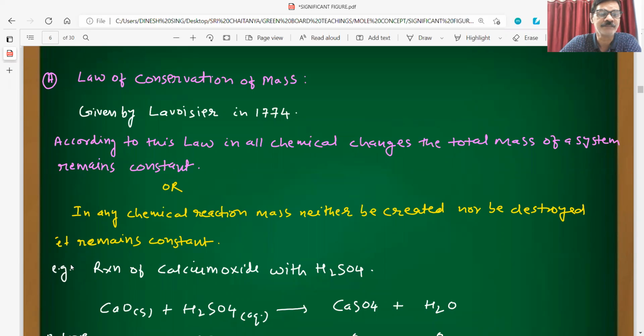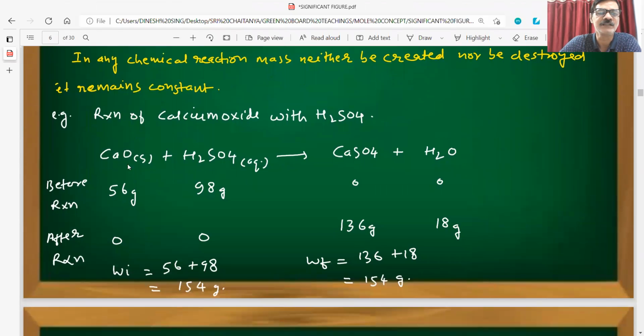Here we can see an example, the reaction of calcium oxide with H2SO4. Suppose we are taking 1 mole of calcium oxide, and this is the balanced reaction: 1 mole of calcium oxide is reacting with 1 mole of H2SO4. So before the reaction, the mass of calcium oxide is 56 gram, and the mass of 1 mole of H2SO4 will be 98 gram. And we don't have any amount of calcium sulfate or H2O.